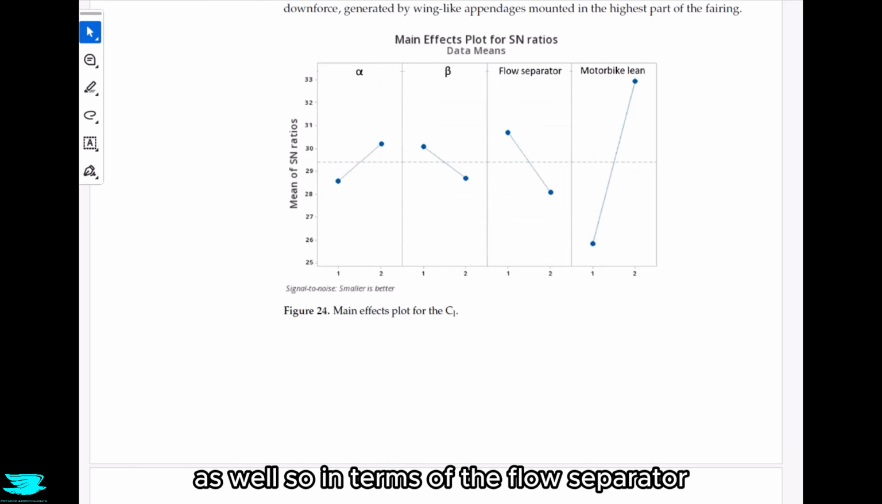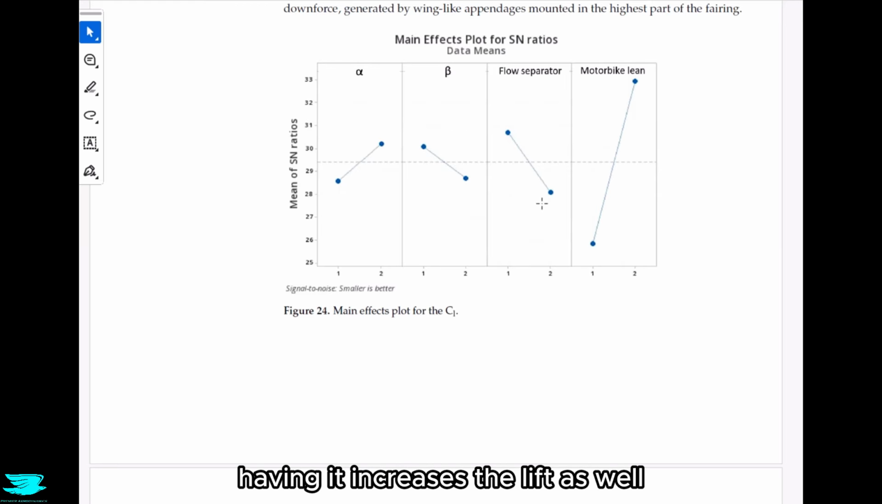So in terms of the flow separator, let's move on to that. Having it increases the lift as well.